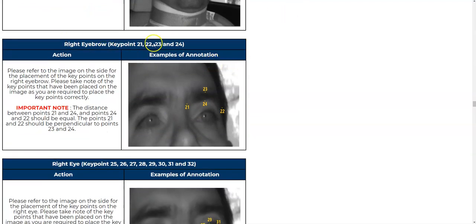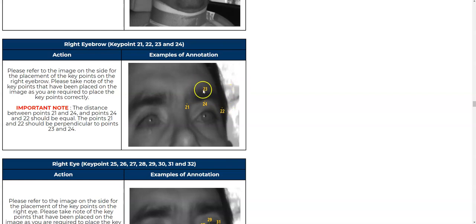Next would be the right eyebrow. For the right eyebrow, we'll be using key points 21, 22, 23, and 24. You can see the placement of the key points. 21 would be on the left, 22 on the right, 23 on top, 24 at the bottom. Point 21 is placed at the left region of the eyebrow, and key point 22 is placed on the right region of the eyebrow, at the place where it is visible.